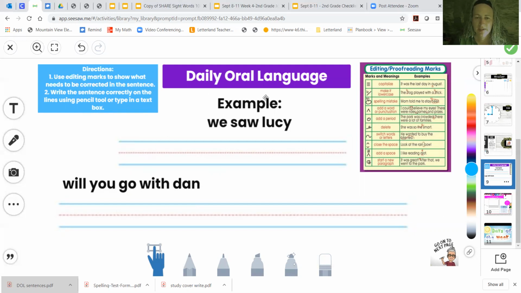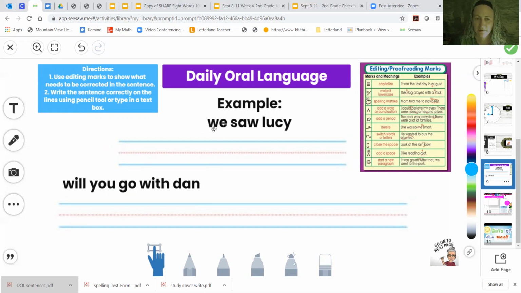So we have example, we saw Lucy. Now editing marks are things that you need to learn, because I will give you work back, and I'm not going to say, you need to capitalize this. I'm going to do 3 lines below the letter. And you know that means it needs to be capitalized. So right here, this example, August, the A is not capitalized. So there's 3 lines below it. And then there's all these other ones, okay? So what is wrong with this sentence? Everybody take a look at it.